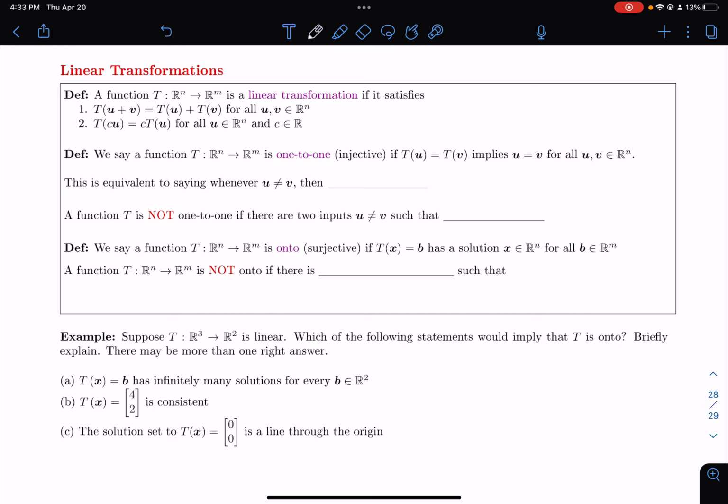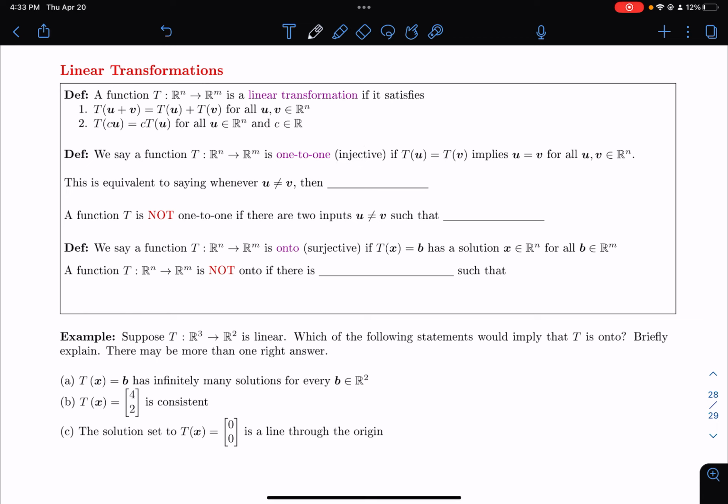Okay. All right, so I first want to review two key terms. What does one-to-one mean? And what does the word onto mean? And I'll try to draw pictures of these to review what they mean visually. So we say that a function T is one-to-one. Another word for one-to-one is injective.